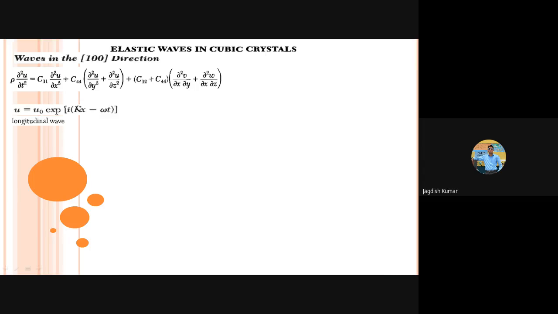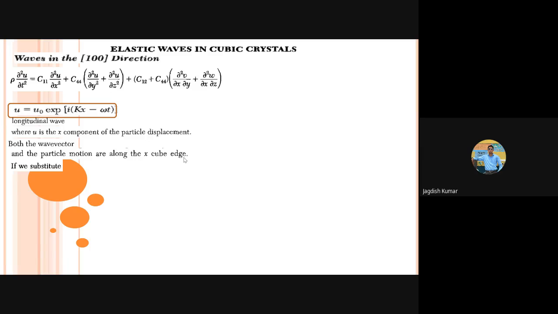And we are studying the waves. The displacement of the particles is also along X direction, and the direction of propagation is also along X direction. So what are such kind of waves called? Longitudinal waves. So what we are trying to study is how longitudinal waves will propagate along 100 direction in a cubic crystal. Here U is the component of X displacement, isn't it? And oscillation of the particle is also along X direction. Therefore, this is representing a longitudinal wave. Both the wave vector and particle motions are in X direction. Hence, this is representing a longitudinal wave.